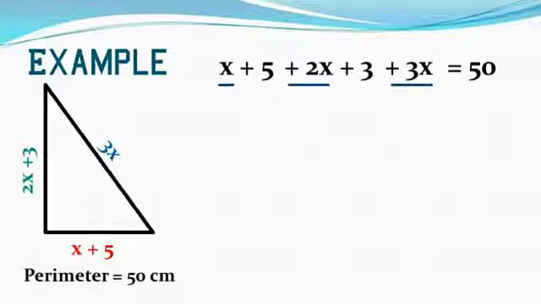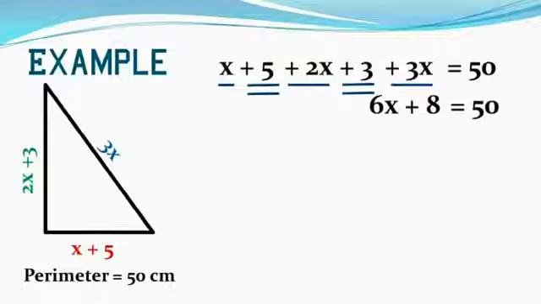They are variable parts, as you have learnt in algebra last year. If there is a variable, we call it a variable part. 5 and 3 are the numbers. So what we have to do is add the variables separately and the numbers separately. So x plus 2x plus 3x is equal to 6x and 5 plus 3 is equal to 8. So 6x plus 8 is equal to 50. This is the expression which we got upon adding all three sides of the triangle.